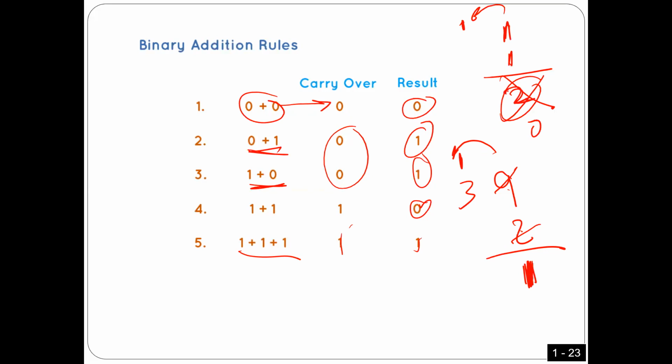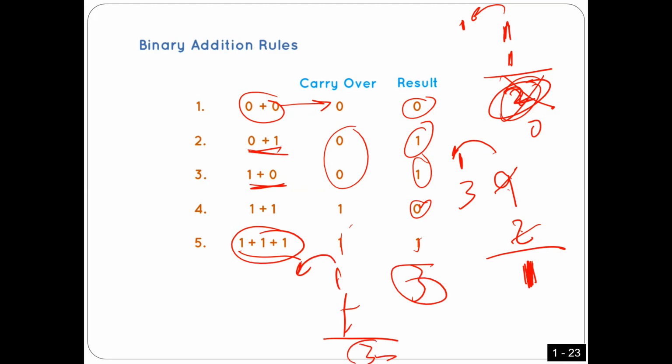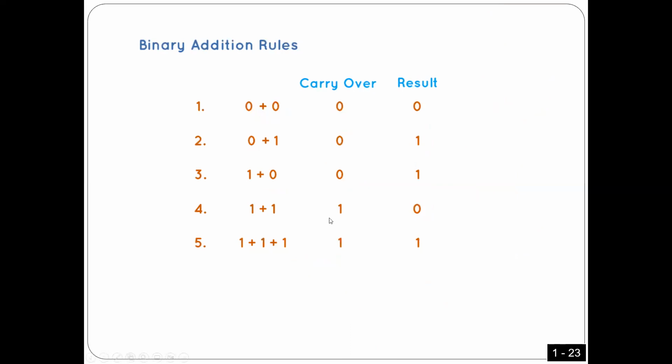The base is 2. So if I have 2, it's the same thing for 1 plus 1 plus 1. 1 plus 1 plus 1 is 3, right? But we don't have 3 here. So I'm going to move 2 to the next position as 1, and the remainder here is 1. But anyway, whatever way you understand it is totally fine. Again, I just want to tell you it's not different from decimal numbers, okay?